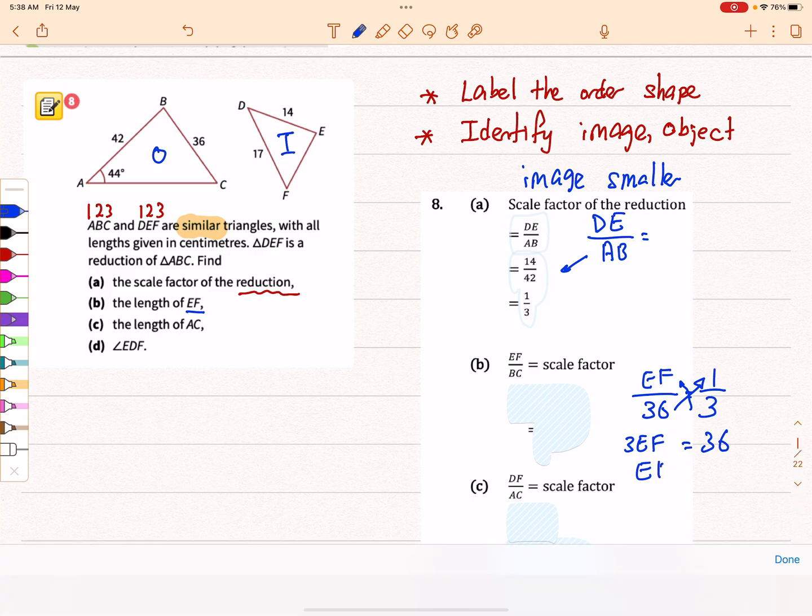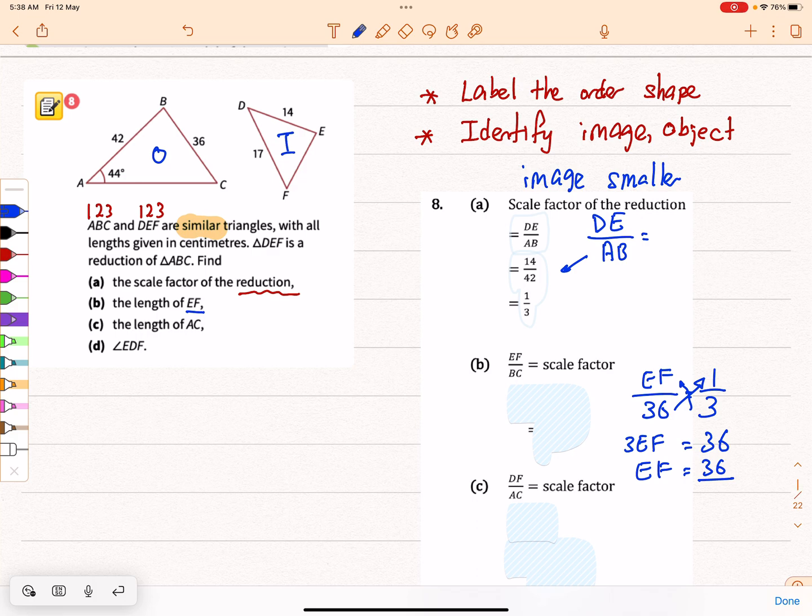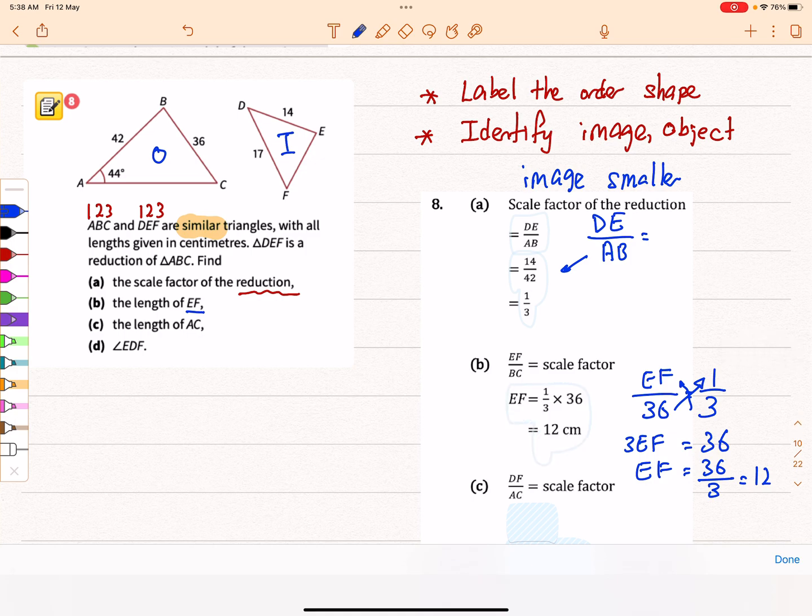I want to find EF. I don't want the 3, so I'll bring the 3 over. So then I can get the value, right?